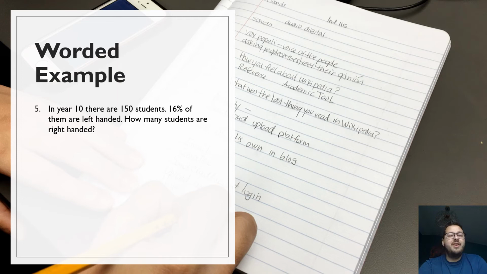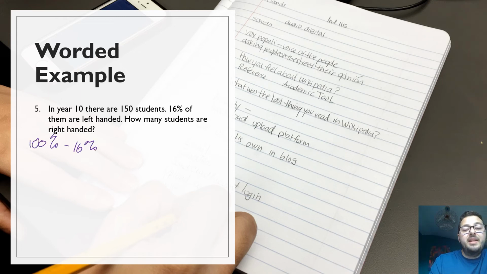Okay, alright then, so just a couple of word examples to have a go at. So number 5, we've got that in year 10 there are 150 students. 16% of them are left-handed. How many students are right-handed? Okay, well there's a couple of ways of doing this. Let's do both. So the first thing I'm thinking, well if 16% of them are left-handed, what percentage are right-handed? And then I can work that out. So 100% take away 16% is 84%.